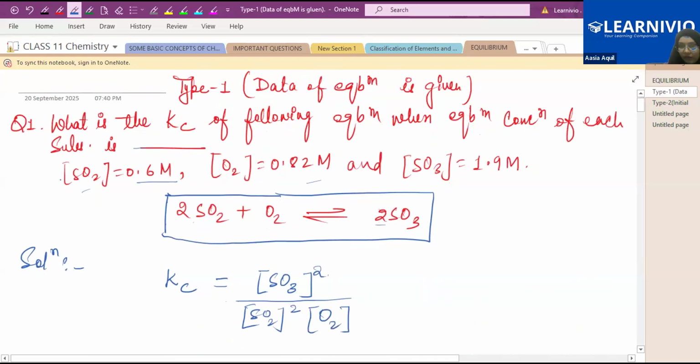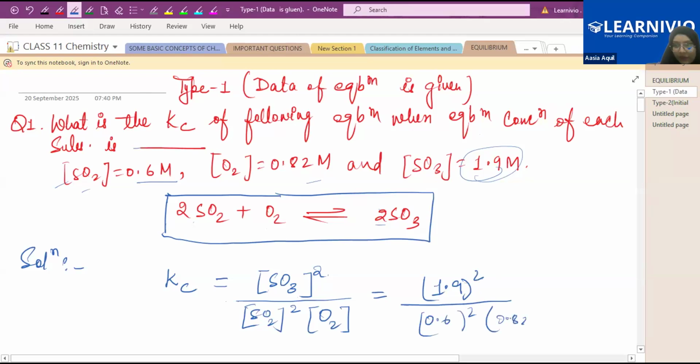Now the data is given. It's very simple. The concentration of each and every term is given. What you're supposed to do is just substitute the concentration terms and solve it, and you will get the answer. So the concentration of SO3 is 1.9, 1.9 squared, upon the concentration of SO2, 0.6 squared, multiplied by O2, 0.82. Just calculate it.